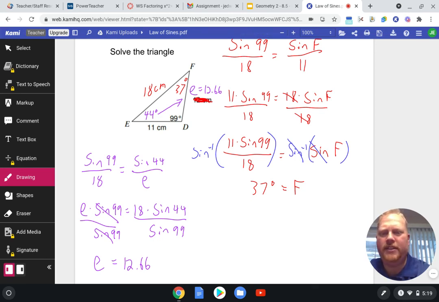Okay, so we have successfully solved the entire triangle. We've got all three sides, all three angles. And it's a little bit of work, but it can be done. So hopefully you guys didn't find this too difficult. It's kind of liberating to use this without having to have a right triangle.